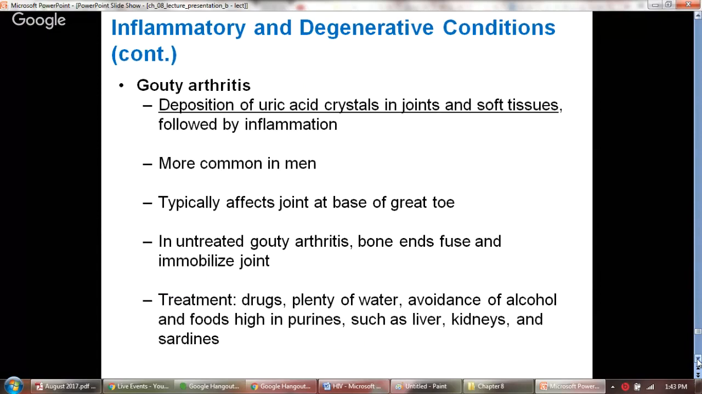The other important inflammatory condition would be gouty arthritis. In this condition, deposition of uric acid crystals happens in the joints and soft tissues, followed by inflammation. This is commonly seen in men, and typically affects the joint at the base of the great toe in your lower limb. If untreated, it can result in fusion of the bone ends and immobilization of joints. As a treatment, it's recommended to drink lots of water. There are medications, and avoid alcohol and foods high in purines, such as liver, kidneys, and sardines.